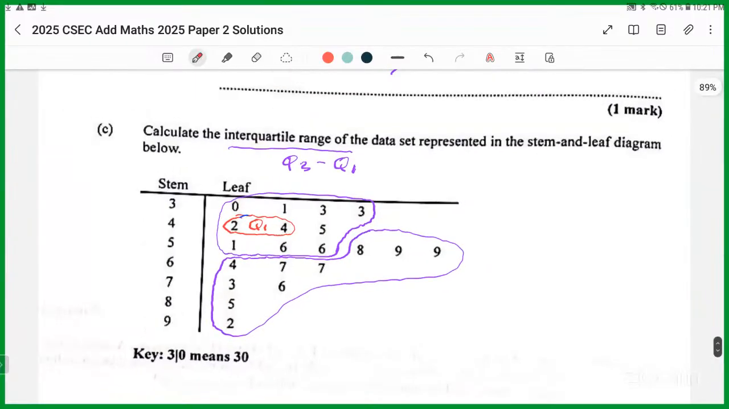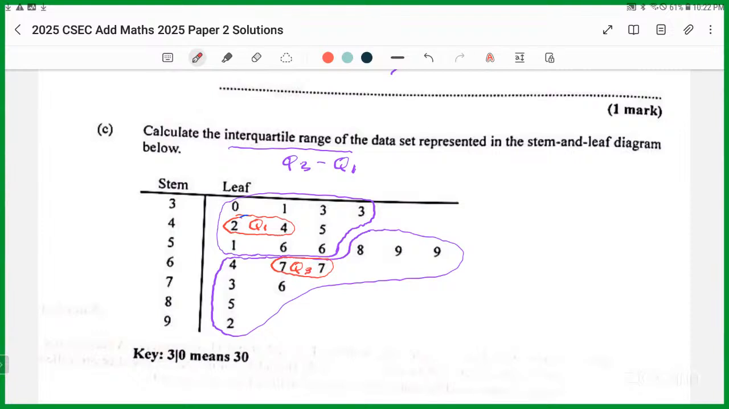Now the top half. The fifth value: 1, 2, 3, 4, 5, and then 1, 2, 3, 4, 5. So the two middle values here are these two. Those two give the Q3.